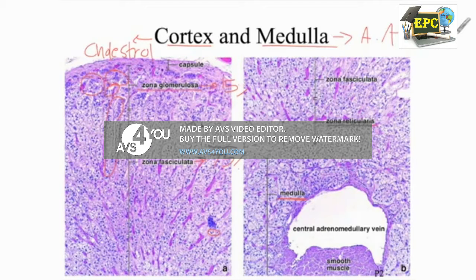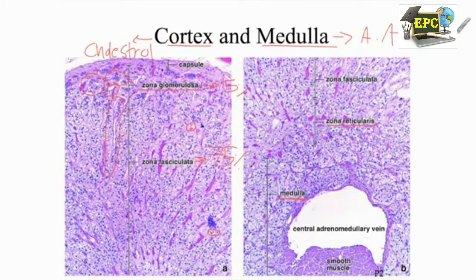And then the medulla. Here we have the hematoxylin and eosin staining, the H&E staining. However, if we use a special stain for the medulla, we can see the cells that we've discussed before, the chromaffin cells. And these chromaffin cells will appear brownish in color.